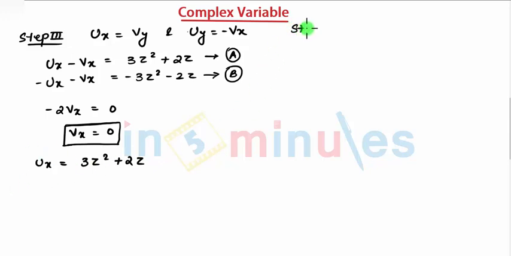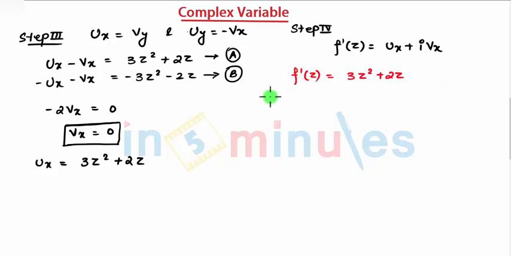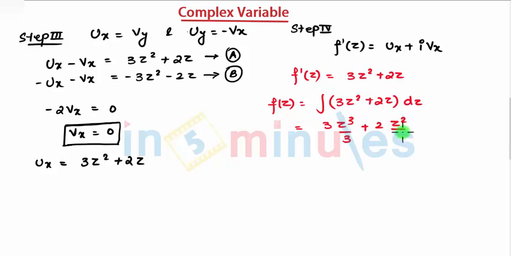Now in step 4 I can say f dash of z is equal to ux plus i vx. Hence ux is 3z square plus 2z and vx is 0, so that's my f dash of z. So I can get f of z, which is the integration of 3z square plus 2z into dz. That is 3z cube divided by 3 plus 2z square divided by 2 plus c. So the 3s and the 2s get cancelled, and finally I get f of z as z cube plus z square plus c. That's my function.